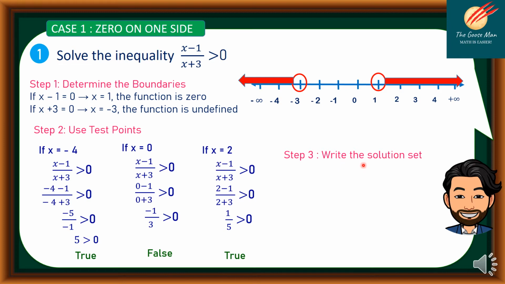So I can write now the solution set. If I use interval notation, from negative infinity to negative 3, excluding negative 3, union, since I will not use the middle region, from positive 1 to positive infinity. Or I can rewrite this as: x such that x is an element of the real numbers, such that x is less than negative 3, or x is greater than positive 1.